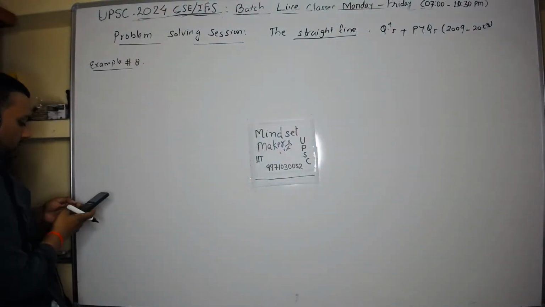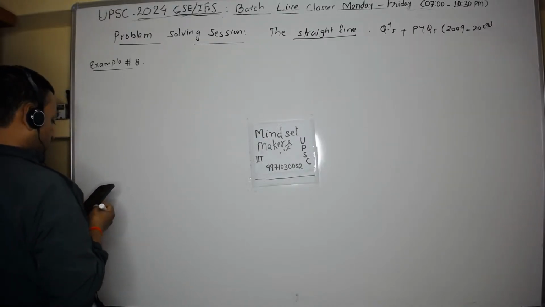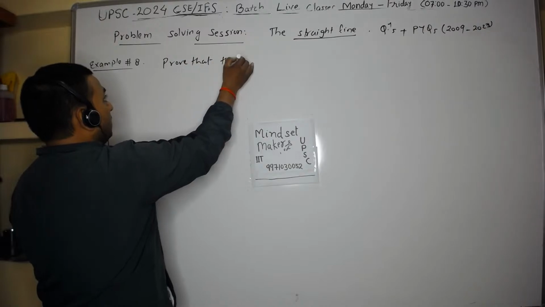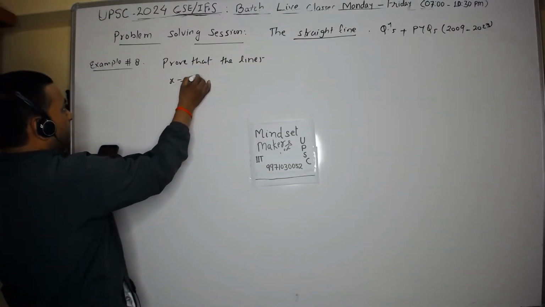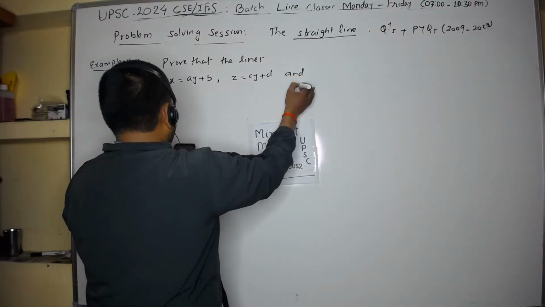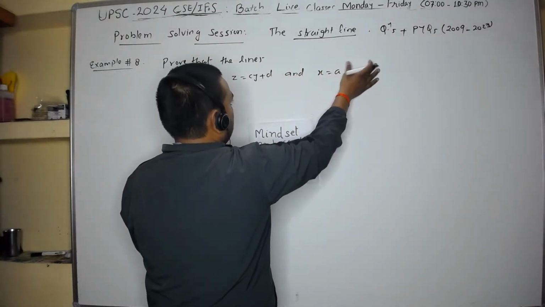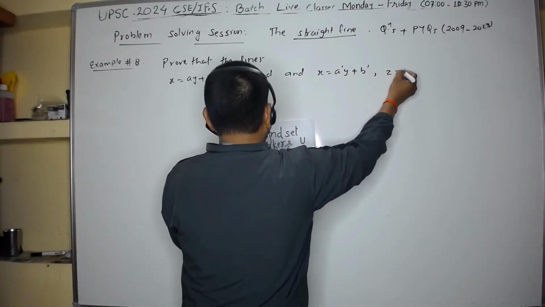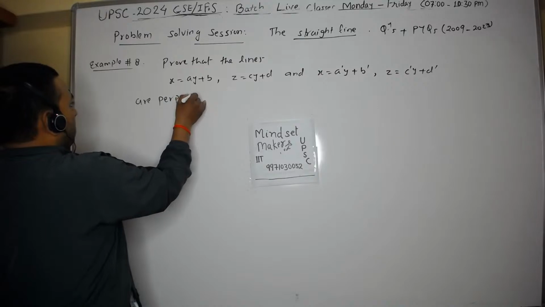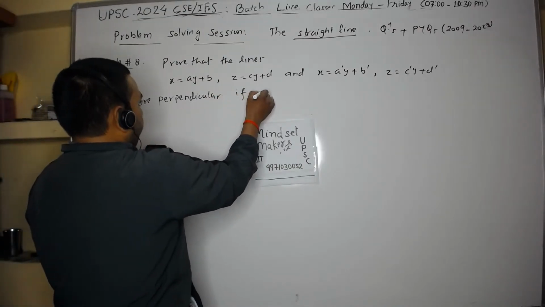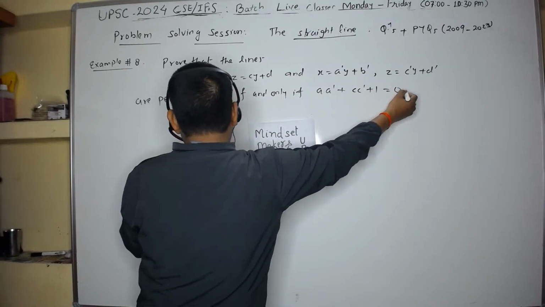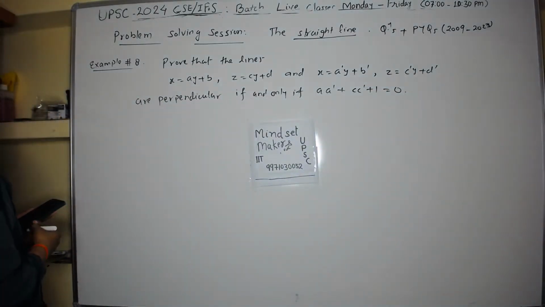So let's have some more examples. Question is, prove that the lines x equals to a y plus b, z equals to c y plus d, and x equals to a dash y plus b dash, z equals to c dash y plus d dash, are perpendicular if and only if a a dash plus c c dash plus 1 equals to 0. Can you check it please? Can everyone check it please?